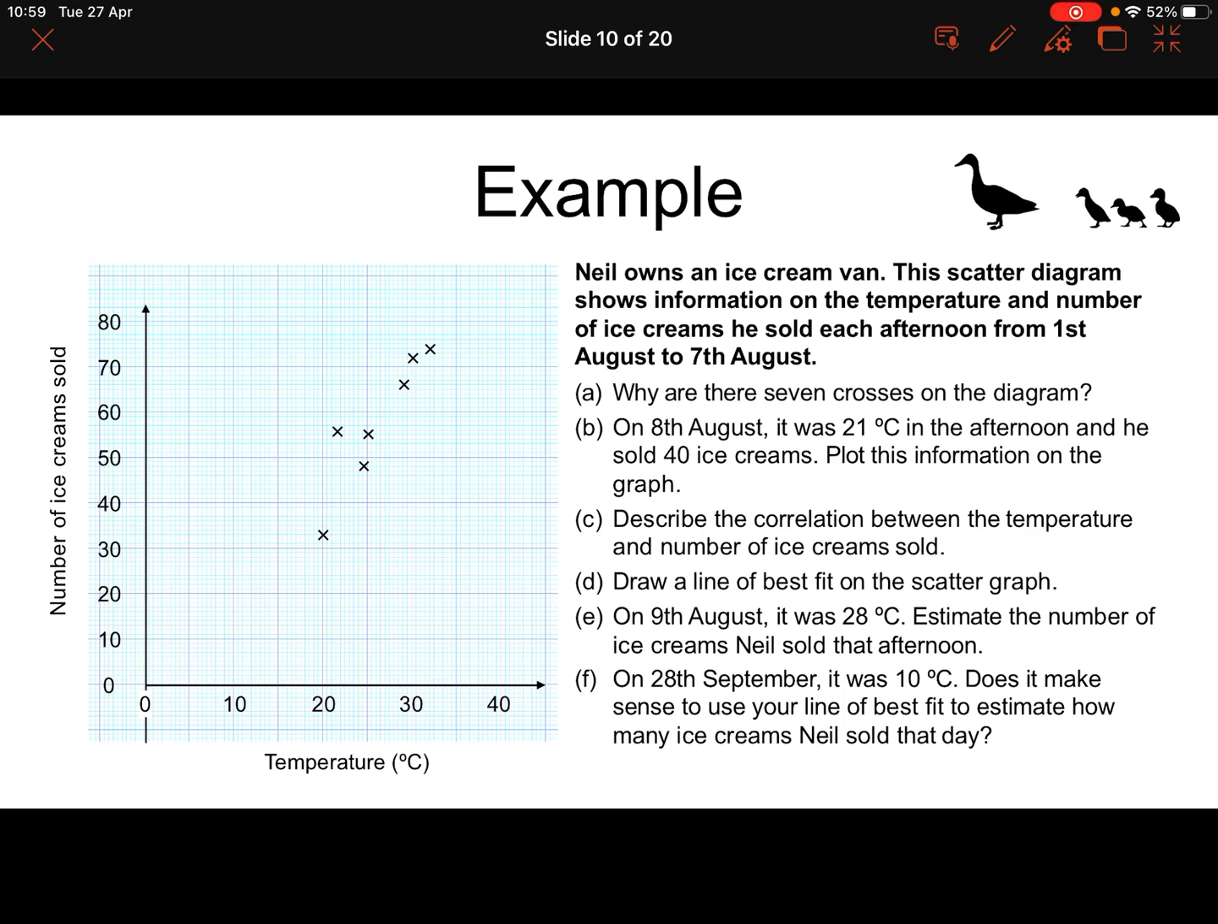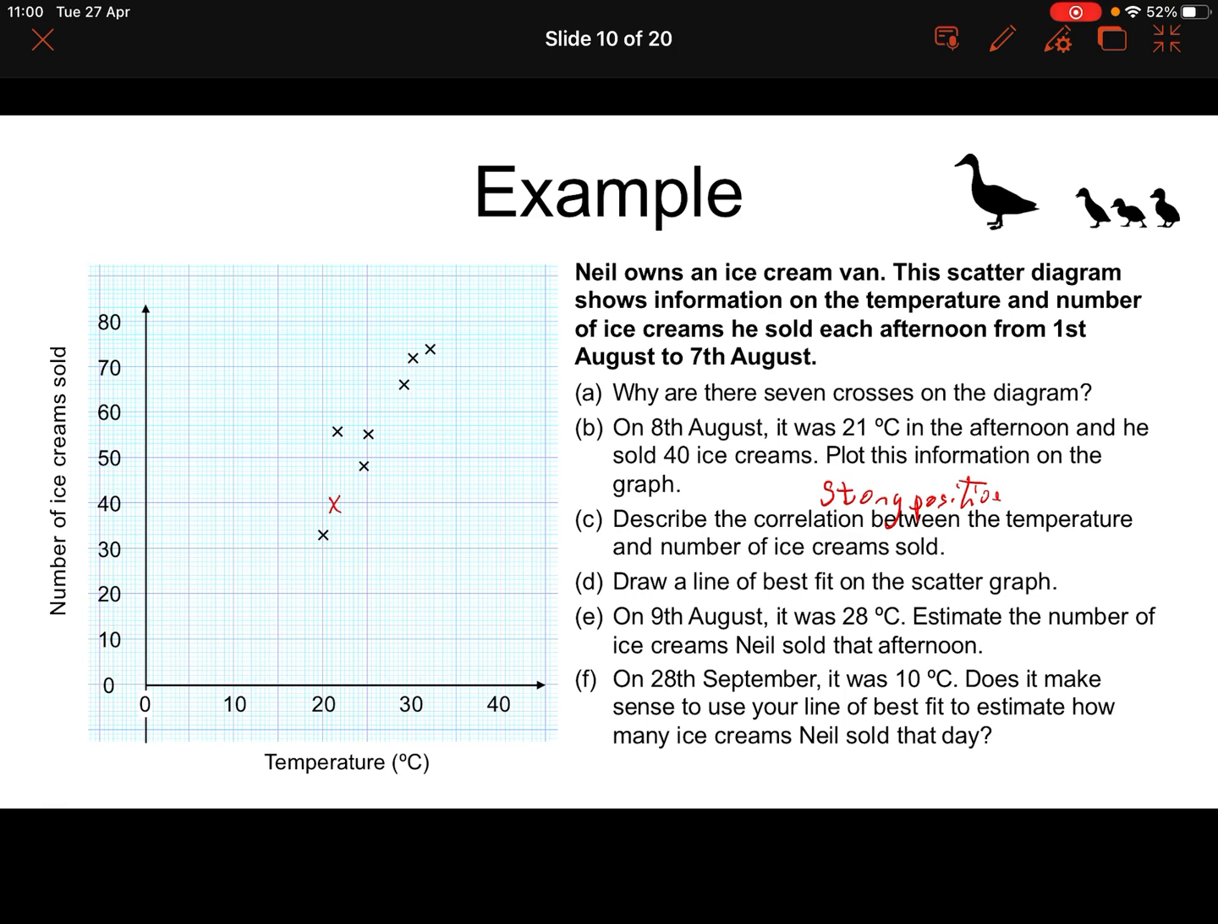On the 8th of August, it was 21 degrees C in the afternoon and he sold 40 ice creams. Plot this information. So temperature 21, ice creams 40, it's about there. Try and be really, really accurate. Describe this correlation. It's strong positive. So that means as temperature increases, so does the number of ice creams sold.